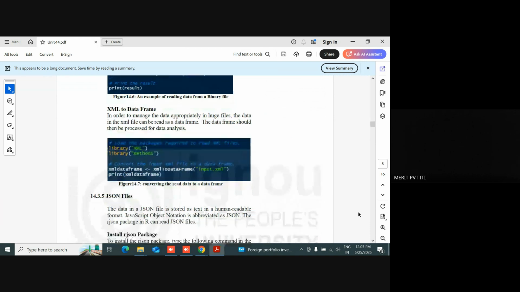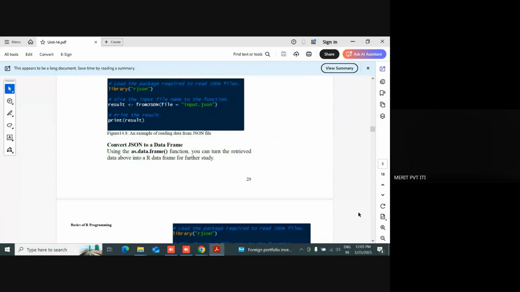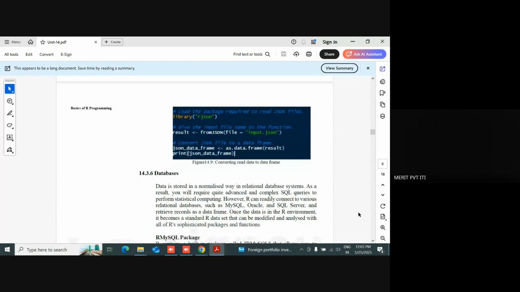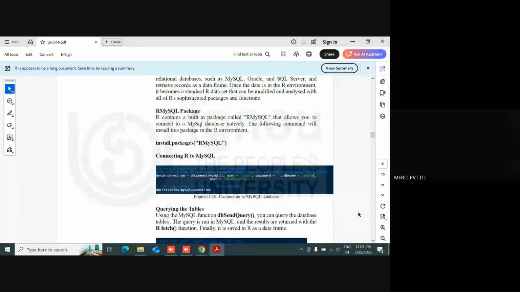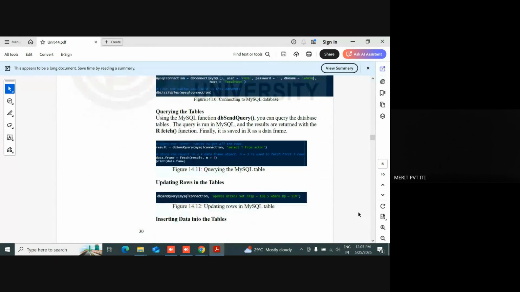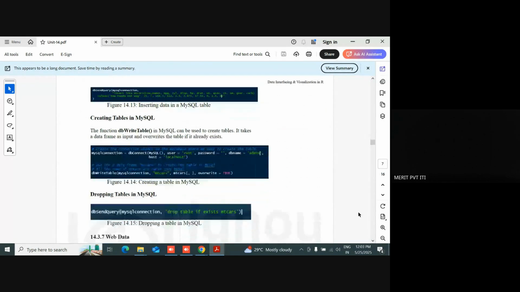The JSON file is also explained. Again, in the programming, it shows how to do it. The data flow diagram for the database has also been made. So all these are shown in R programming. Various steps are given and all these things are shown very clearly, and you can test it.